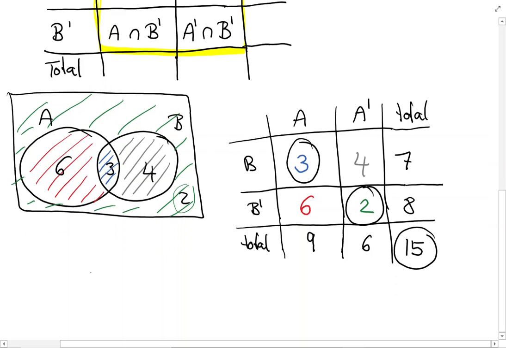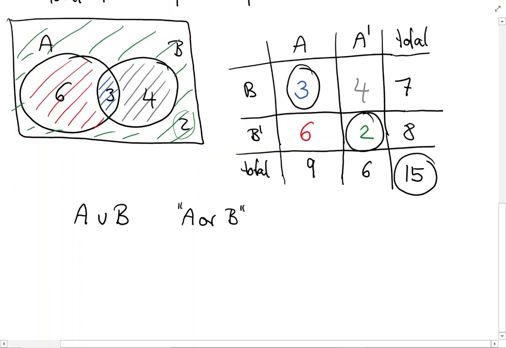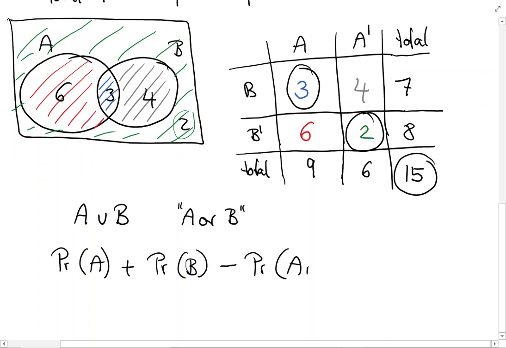Now, last lesson we have also investigated the union. So when we said A or B, in order to find the probability of that, what you've got to do is you need to find the probability of A plus the probability of B and subtract the probability of the intersection. So the probability of A union B, A or B, will have to be the probability of A plus the probability of B minus the probability of A intersect B.